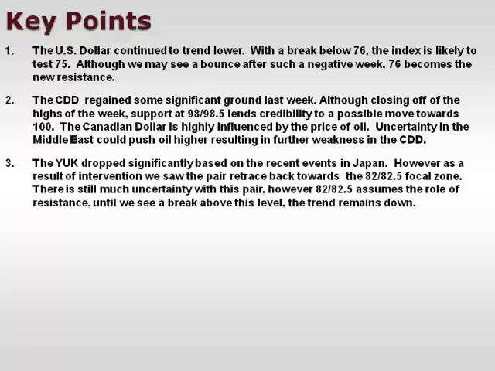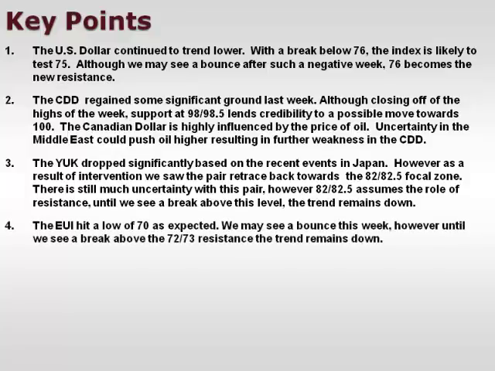The YUK dropped significantly based on the recent events in Japan. However, as a result of intervention, we saw the pair retrace back towards the 82, 82.5 focal zone. There still is much uncertainty with this pair. However, 82, 82.5 assumes the role of resistance until we see a break above this level. The trend remains down.